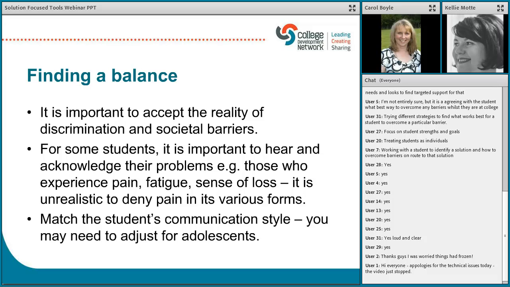It's also important to adjust to match the student's communication style as well. Now I've put a bit there, you might need to adjust for adolescents, because obviously a lot of people transitioning, especially into college, might be quite young, maybe around 16, and they're still very much in the adolescent phase of cognitive development, and they have a different way of communicating where they will appreciate directness, and also nobody can smell inauthenticity like a teenager. So there's a lot of talk about giving people positive feedback and appreciating their strengths and things.